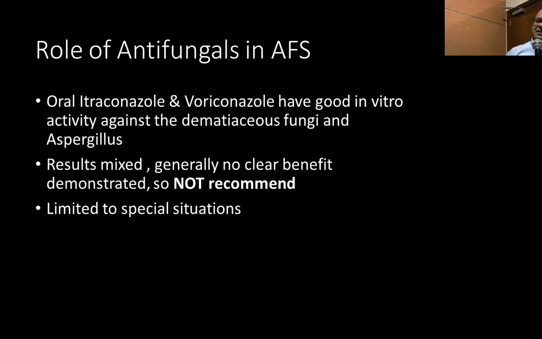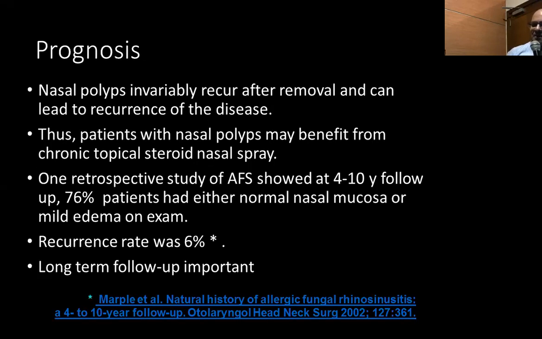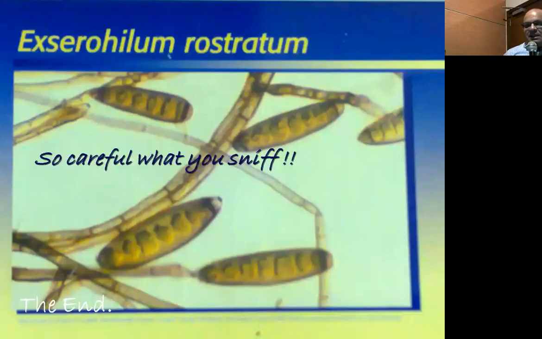Echinocandins are not great for this indication. Amphotericin B remains the gold standard, but of course, only nephrologists like amphotericin B. Right, Dr. Hiba? Yeah. So the recurrence rate is about 6%. And I guess I'll stop here and remind you to be careful what you sniff. It's nothing to sniff at.